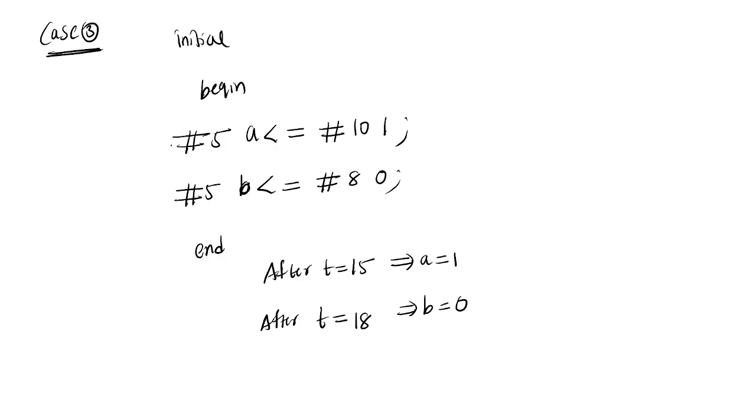T equal to 15 first, so here this delay will be added and this will be added. So 5 plus 10 means 15. So after 15 time minutes, A becomes 1. And here, this will not include the earlier one; the next delay will be included. So 5 plus 10 plus 8, so after t equal to 18 time minutes, B becomes 0.